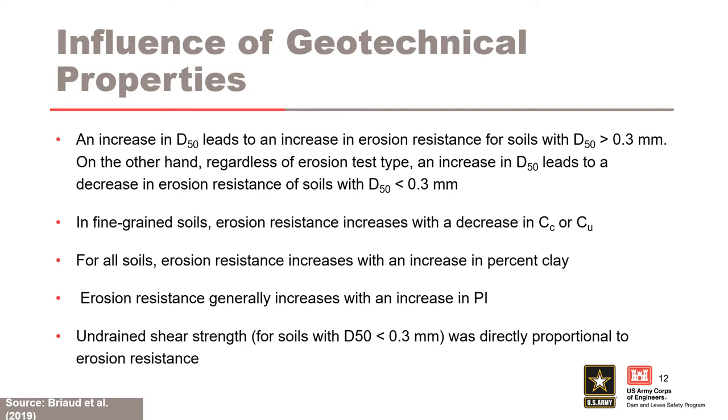For fine grain soils, they found that erosion resistance increases with an increase in plastic limit. In many cases, the wet unit weight and undrained shear strength were directly proportional to erosion resistance. And lastly, water content seemed to have a positive impact on erosion resistance of finer soils in general. That is, wetter soils for fine-grained soil types are more erosion resistant once compacted because the soil is less flocculated. However, for coarse-grained soils, water content showed a negative effect on erosion resistance.